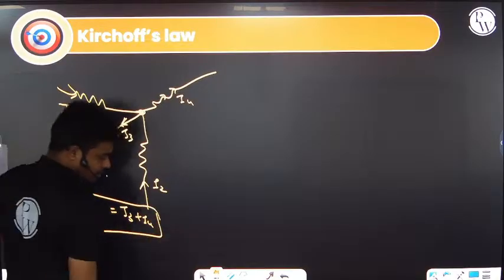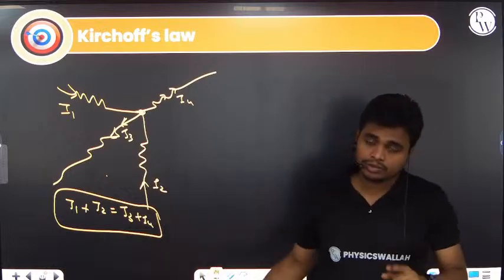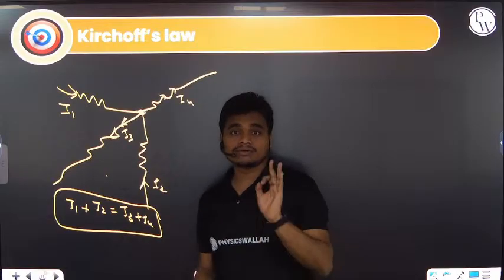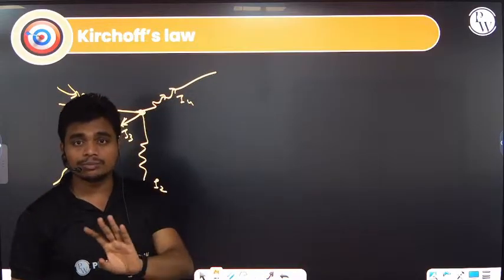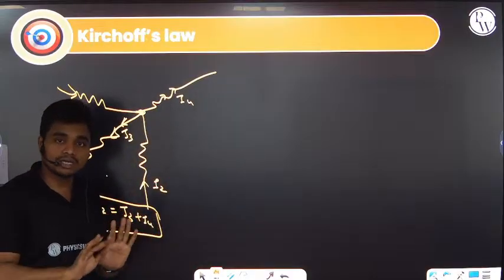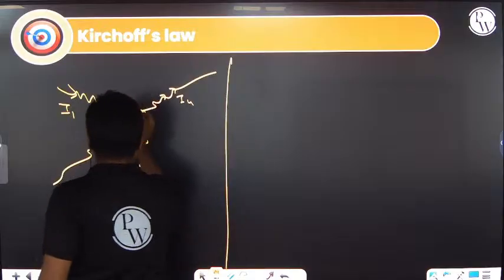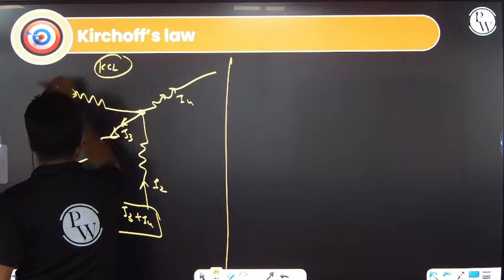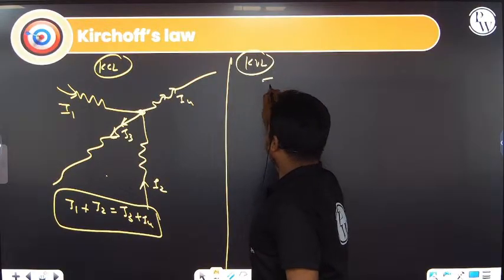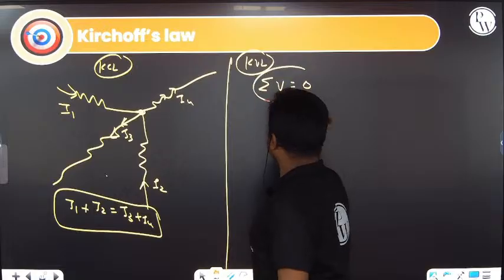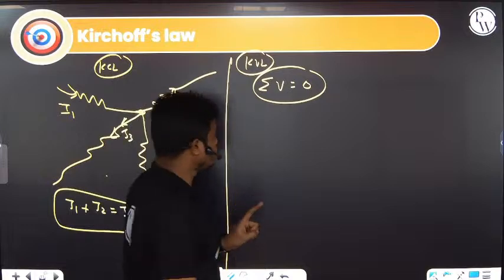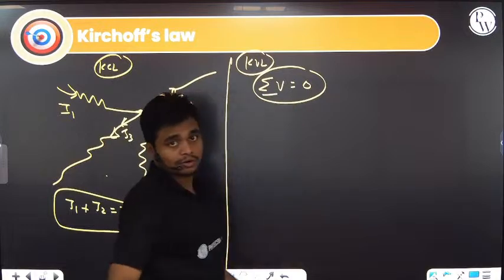At one particular junction, the net incoming current should be equal to the net outgoing current, because the wire is not consuming any charge. That is the fundamental of conservation of charge. Whatever charge is flowing at this particular point has to go out. So this is Kirchhoff's first law, KCL, Kirchhoff's current law. Second is KVL. What is KVL? The summation of the potential drop across the closed loop will be zero.